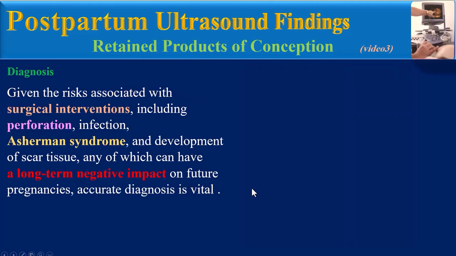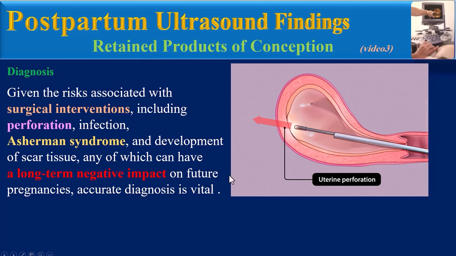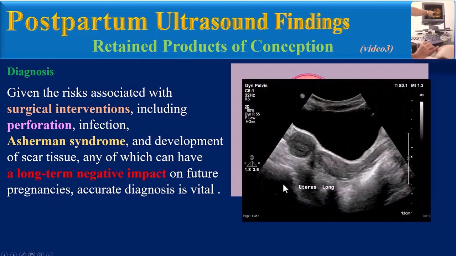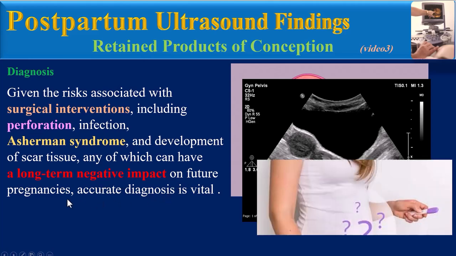Given the risk associated with surgical interventions, including perforation, infection, Asherman syndrome, and development of scar tissue, any of which can have a long-term negative impact on future pregnancies, accurate diagnosis is vital.